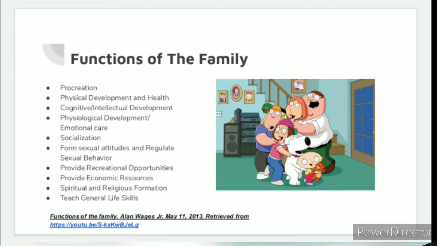Functions of the family. The family serves many functions, such as procreation, physical development and health, cognitive and intellectual development, psychological development and emotional care, socialization, the formation of sexual attitudes and the regulation of sexual behavior, providing recreational opportunities, providing economic resources, spiritual and religious formation, and teaching general life skills.